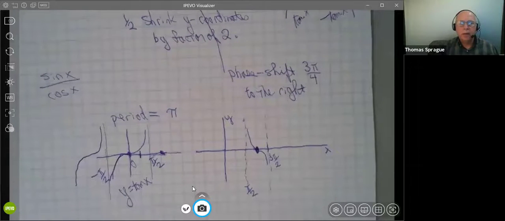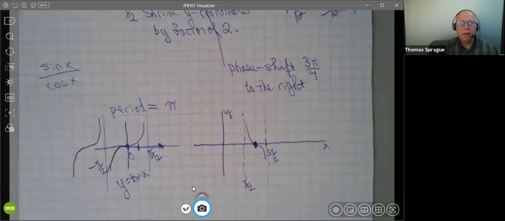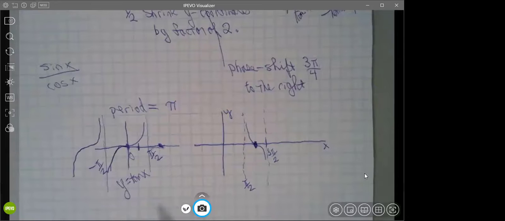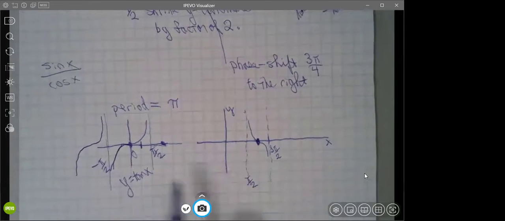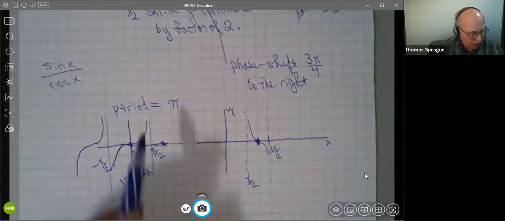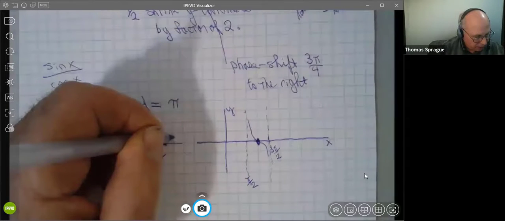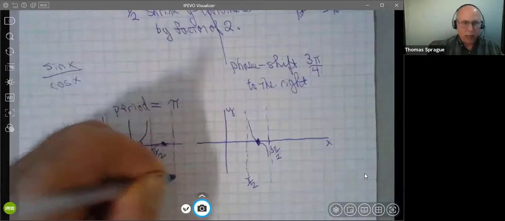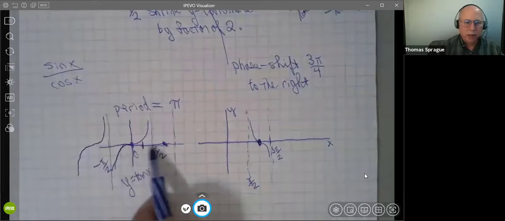Okay, are you all seeing that again? Yeah, no? Yeah, we see it. All right. So this point moves by 3 pi over 4, which is just right directly in the middle of the next period.